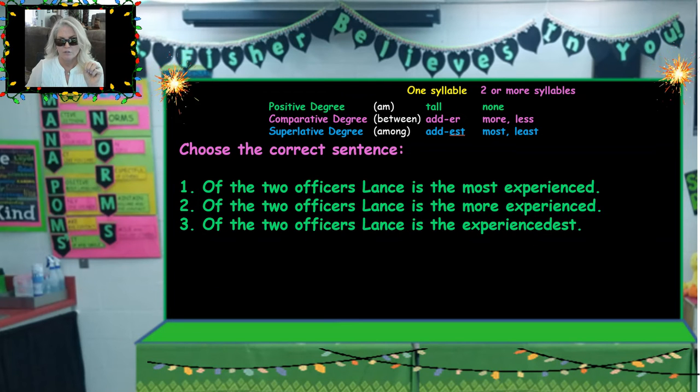Of the 2 officers, Lance is the most experienced. Of the 2 officers, Lance is the more experienced. Of the 2 officers, Lance is the experiencedest.